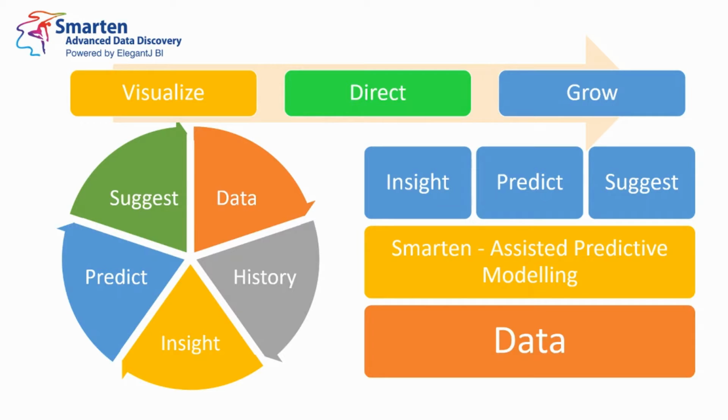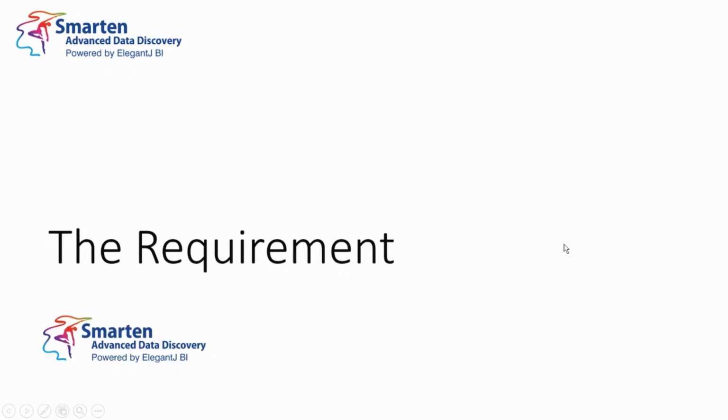Generally speaking, what we have in terms of a business is data, which is shown as the orange block at the bottom, and you can put assisted modeling on top of it and get insight, predictions, and suggestions out of it. And it's a cycle where the data is generated. You have history of the data, and then you generate insight, and you get suggestions, and you augment the data, and this cycle continues.